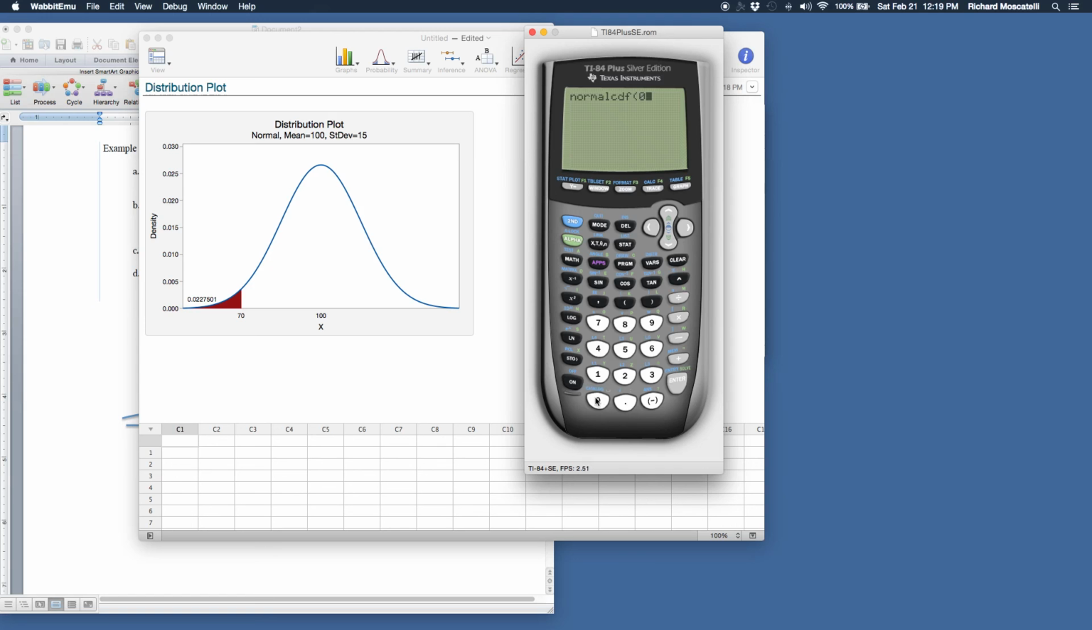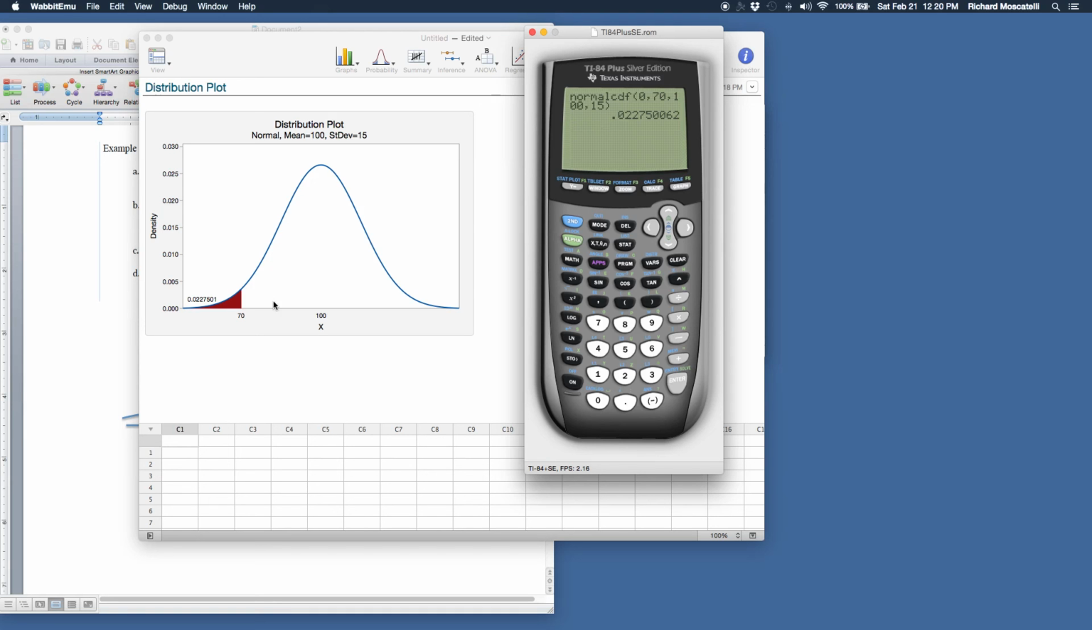From 0 to 70, the first two inputs describe the shaded region. Comma, the next two inputs are the mean and the standard deviation. So you would say comma 100, comma 15, and then close the parenthesis. So it's lower bound of the shade, comma upper bound of the shade, comma the mean, comma the standard deviation. And you say enter, and of course you get the same answer that Minitab gives.